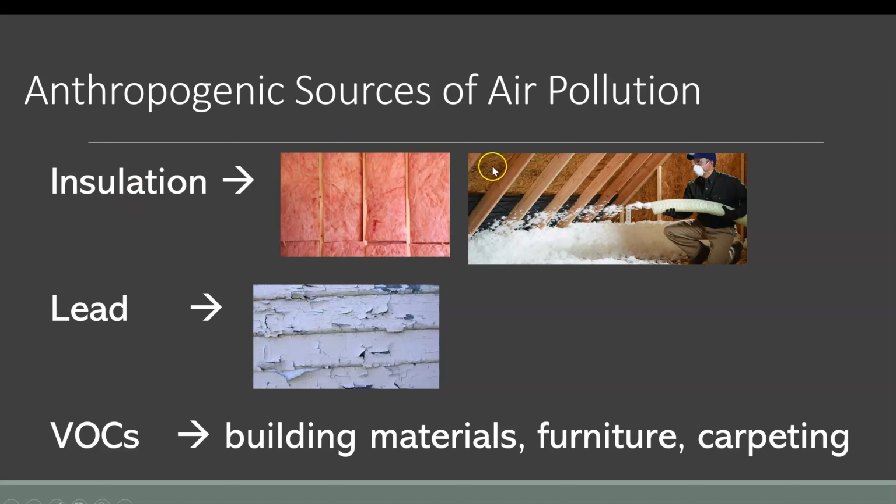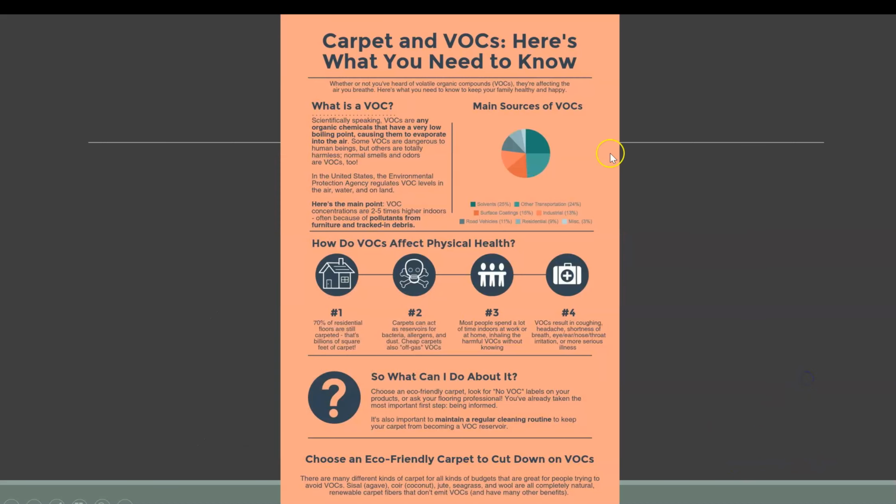So things like insulation, which we use to make our houses stay warm, contain VOCs and a few other toxins that we should be concerned about, and things like lead, which can cause serious health risks if inhaled or ingested. And VOCs are in everything, so I listed them as their own thing because they're not just in insulation, they're in our furniture, most building materials, paints and glues, and carpeting, which I don't think a lot of people know about.